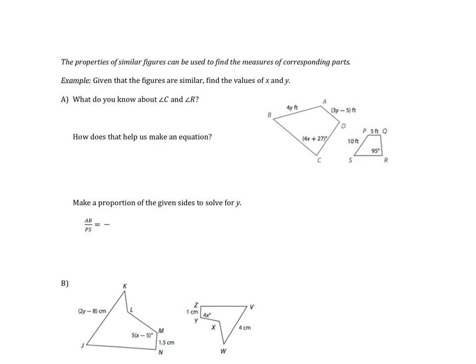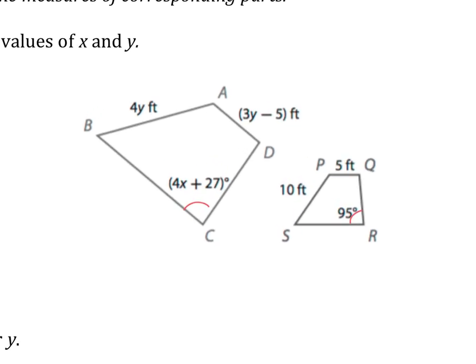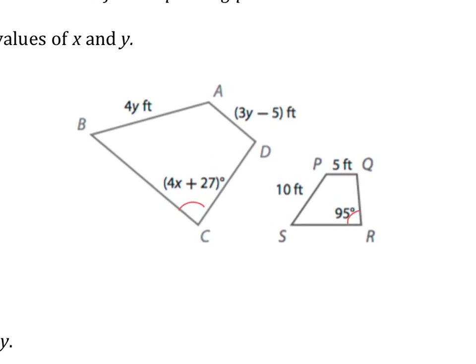Then lastly, we have our last example here. Properties of similar figures can be used to find corresponding parts. So given that the figures are similar, so we know they're similar, find the values of x and y. So what do we know about angles C and R? Well, if you look, this ABC quadrilateral right here almost looks like a trapezoid shape. It looks like it's been turned a little bit, rotated, but they're pretty much the same shape.